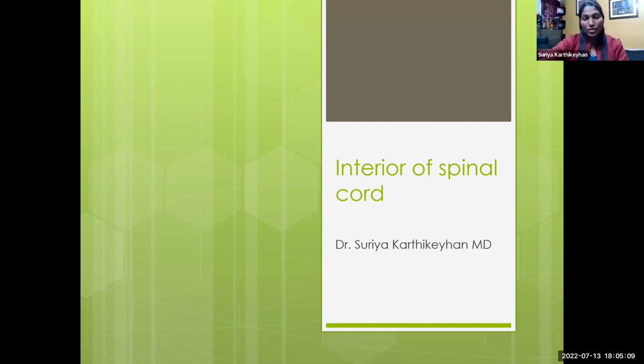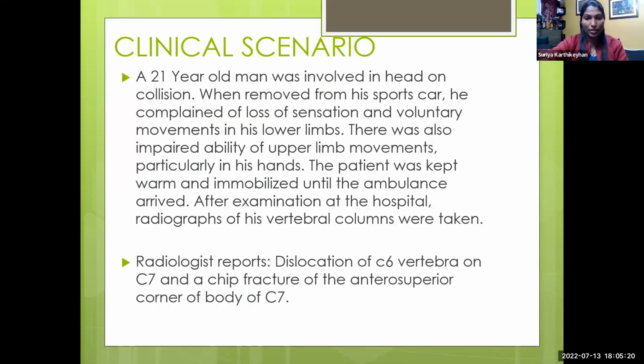Today's class is a continuation of last class. In last class, I was talking about the external features of the spinal cord. Today, I'll be completing the internal features of the spinal cord. In last class itself, I gave a clinical scenario: a 21-year-old man was involved in a head-on collision. When removed from a sports car, he complained of loss of sensation and voluntary movements in his lower limbs. The point to be noted is that it is an accidental injury, a sports injury.